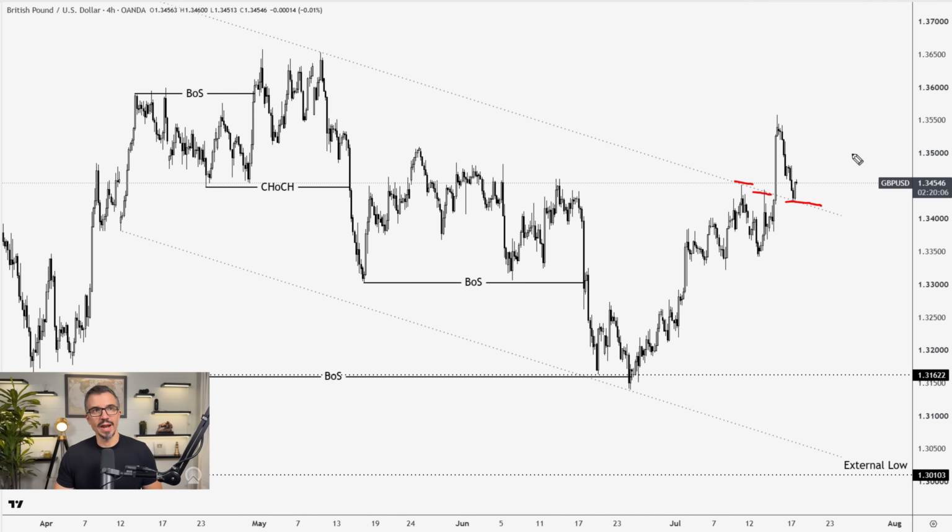So guys, for me, again, I'm still looking for shorts. However, I want to see the DXY into 100 first, and the pound would have to set up with some type of signal up here for me to get short this market.